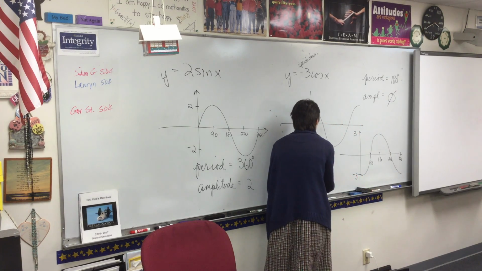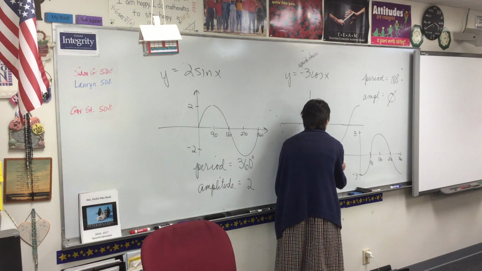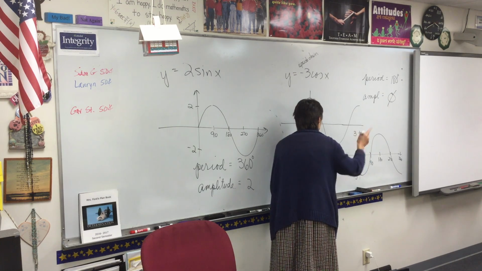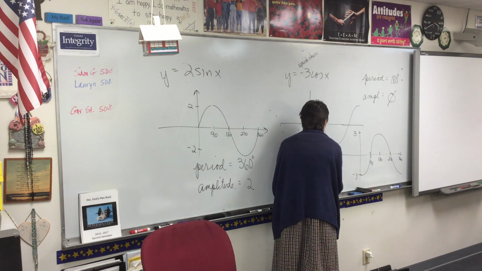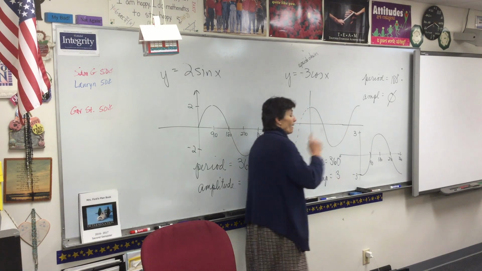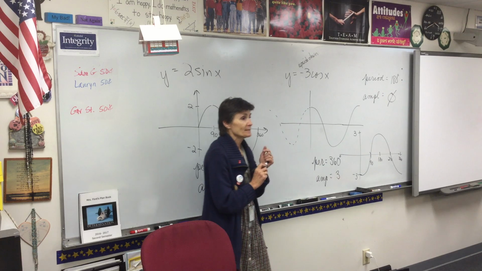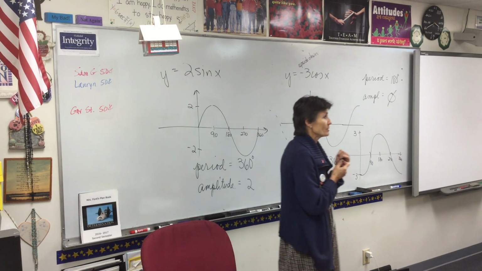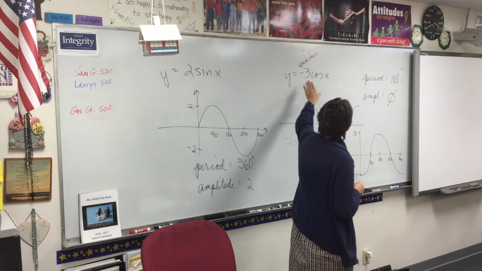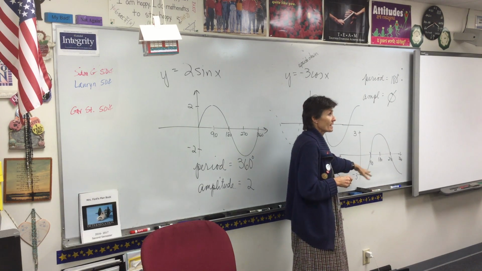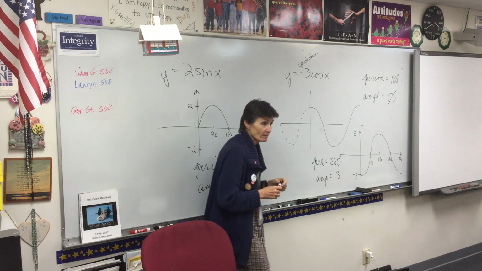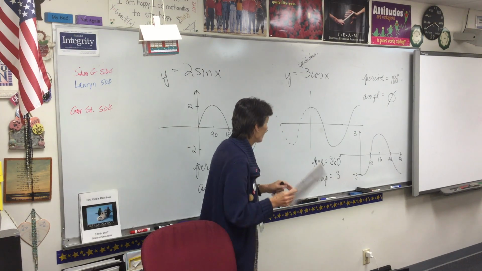What's the period of this picture? 360, beautiful. Period's this way, it's 360 degrees. What's the amplitude of this picture? 3. Amplitude will never be negative because amplitude is a height. So I know that's a -3 out there, but all that negative does is tip me upside down, right? The amplitude is still positive.